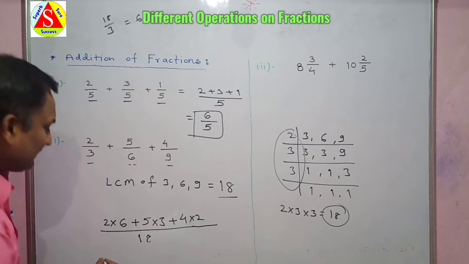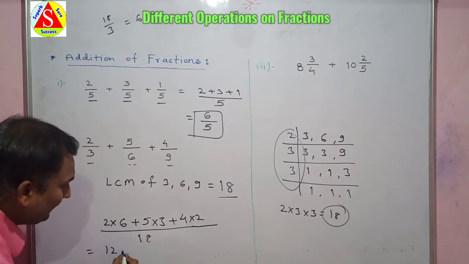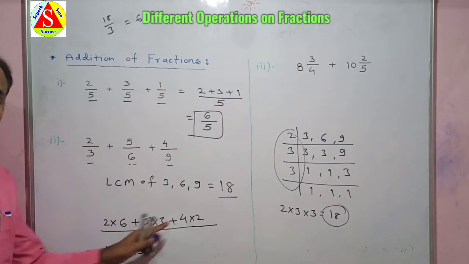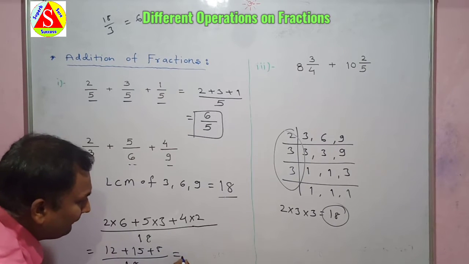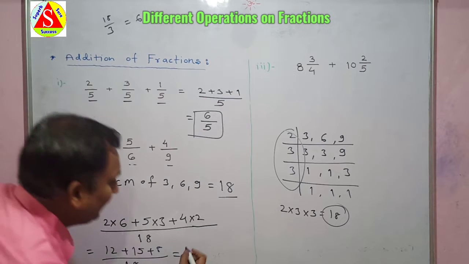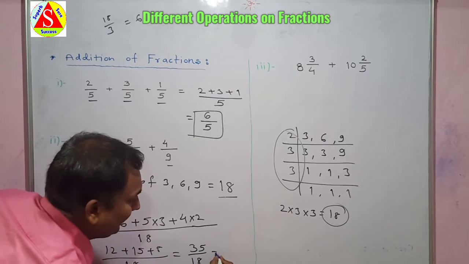Okay, so now we can simplify it. So dear students, 2 sixes are 12 plus 5 threes are 15 plus 4 twos are 8 here. Okay, and in the denominator we will have 18. Okay, so just add the numerator terms. So 12 and 15 is 27, 27 and 8 is 35. It means we have 35 upon 18.